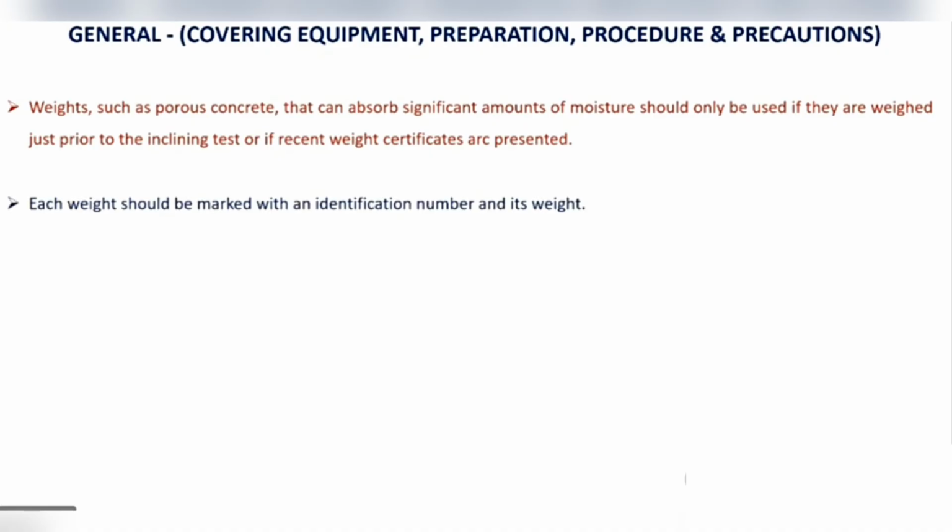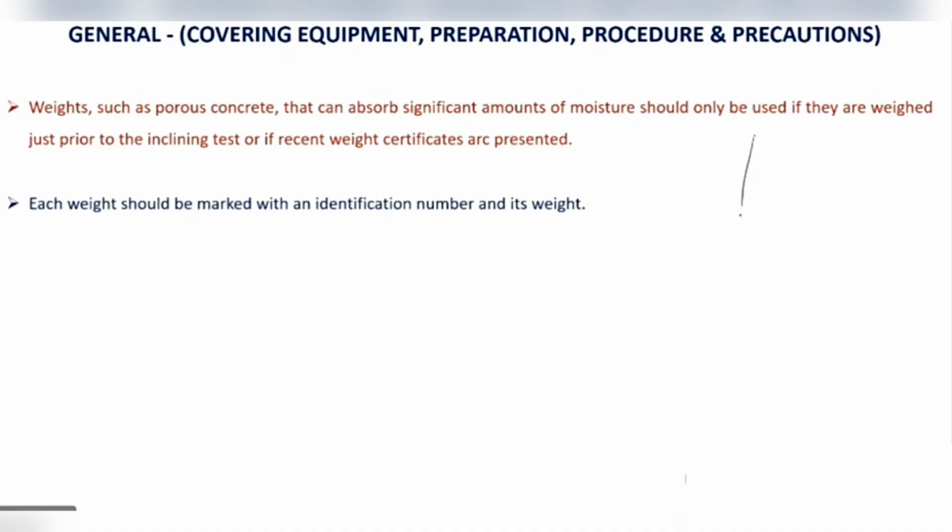Each weight should be marked with an identification number and its weight. These weights we are talking about are the ones which will be used for shifting. We have done it with one weight, but we don't use one weight. There are 4 weights, 2 on each side. Actually, the process is, we did the principle with one weight.